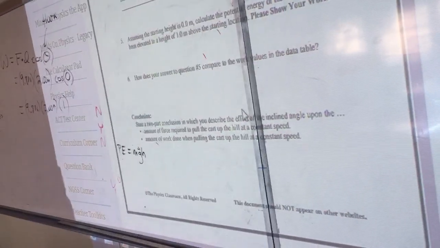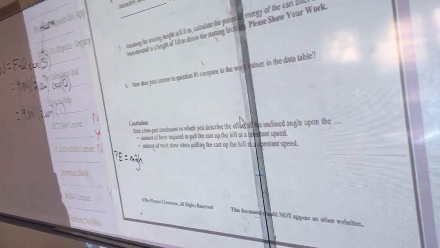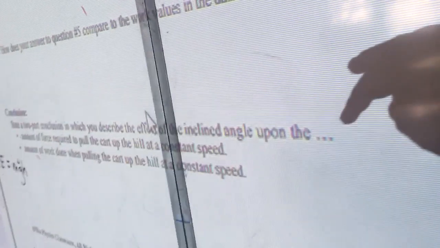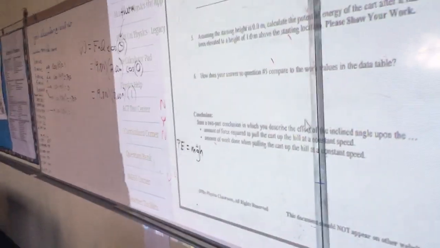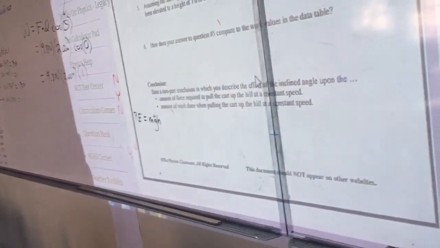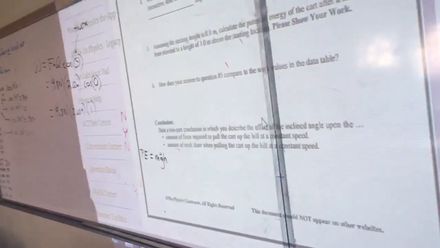And then finally, we want to do a 2-part conclusion. We want to make some strong statements here, kind of like a hypothesis almost. We want to say something about the amount of force required to pull the cart up the hill at a constant speed and the amount of work that's done when you pull the cart up the hill at a constant speed. So you want to describe how the angle affects those two things. So say something like, the effect of the angle on the force is da da da, and the effect of the angle on the work is da da da. All right, those are your sentence starters.